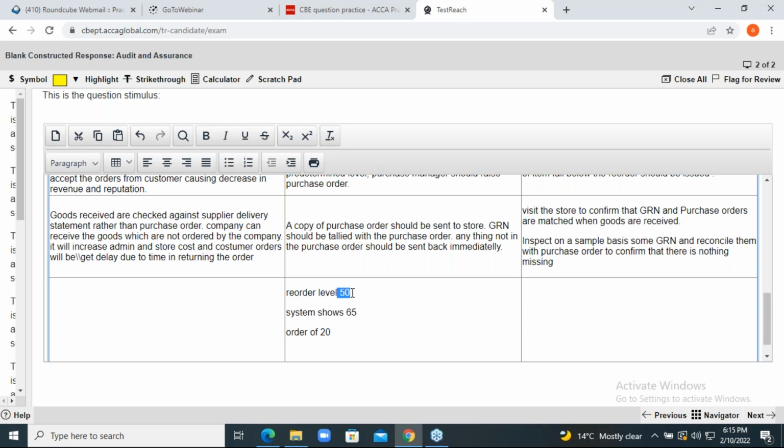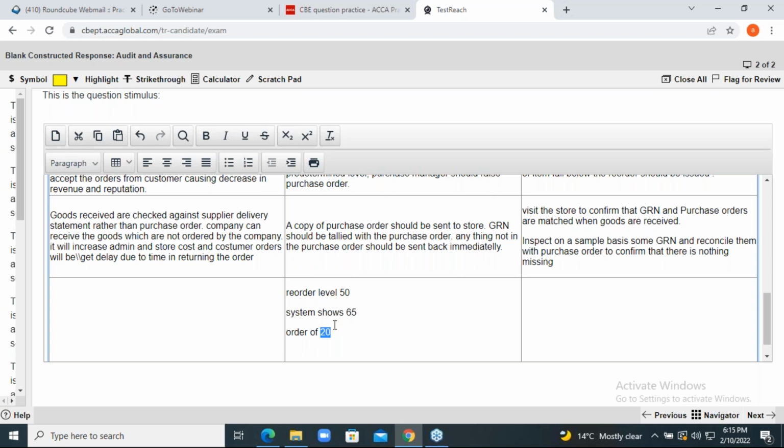So immediately the system should warn, or immediately it should generate an email to the purchase manager that you have reached the reorder level and you must issue a reorder requisition or purchase order. So if this system is working, we can place a fake order of 20 items and we will see whether the system generates this alert or not.